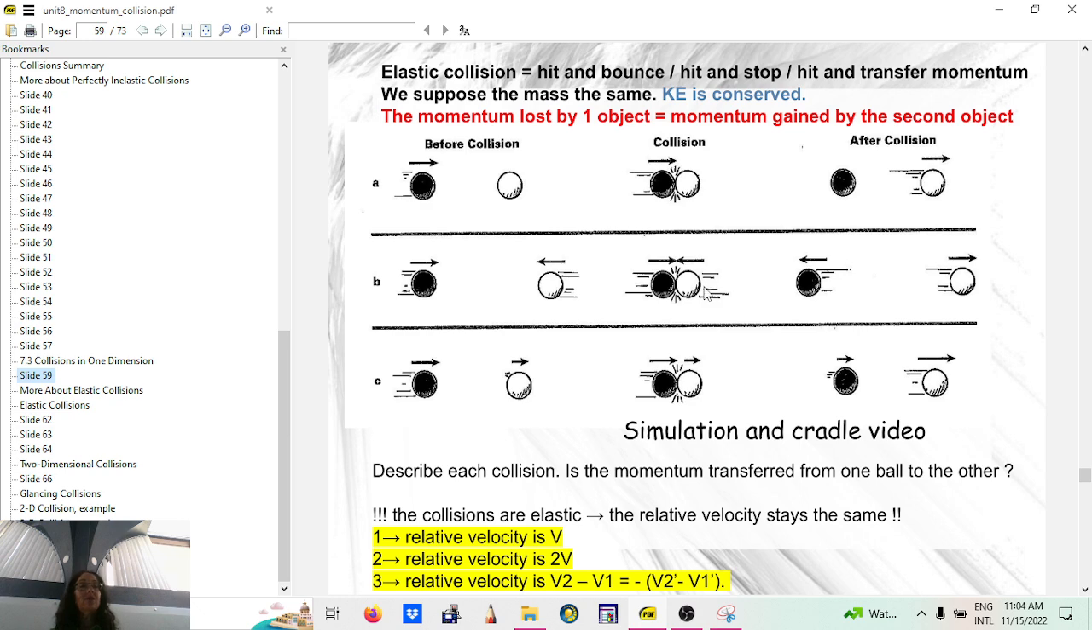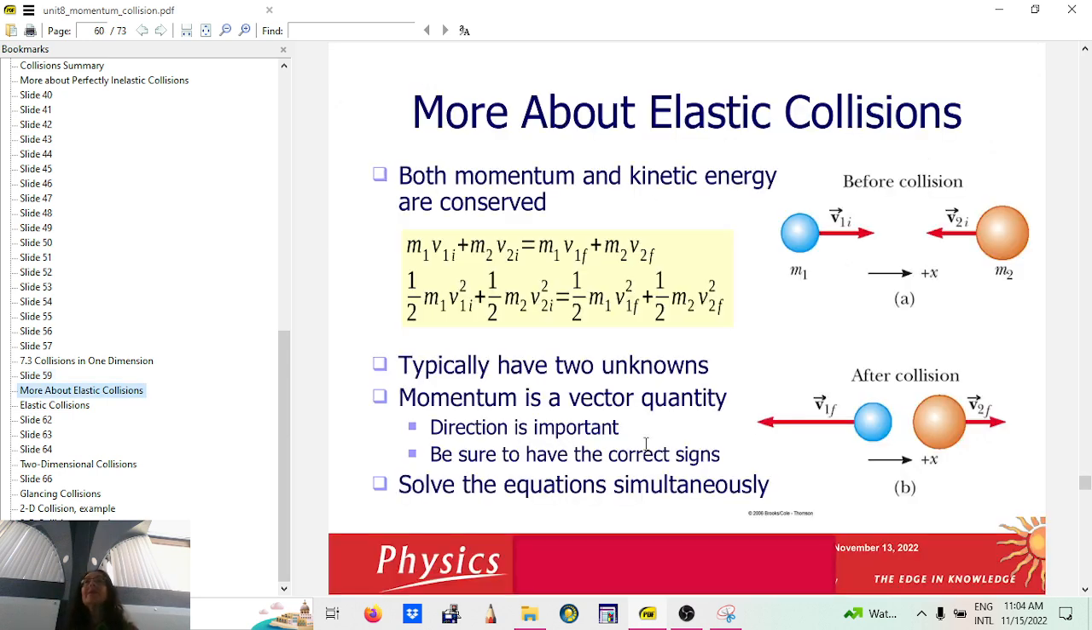You can have an elastic collision this way, so they bounce back, they exchange the momentum, but of course the velocity here will be the same, or you can have this situation. All those situations are elastic collisions. Is that clear? Okay, so there is a secret that can give you a shortcut when solving elastic collisions, when kinetic energy is conserved. There is a secret. I'm going to tell you the secret.